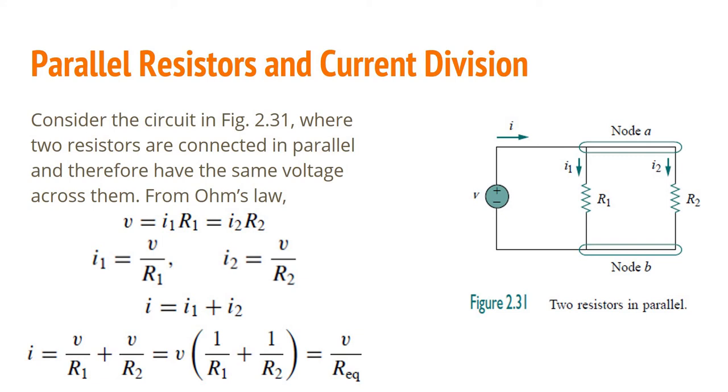Consider the circuit in figure 2.31. So, two resistors in parallel, where two resistors are connected in parallel and therefore have the same voltage across them. Okay, so pag ang resistors gani naka-series, tanan resistors have the same current flowing through them. But if ang resistors naka-parallel, they have the same voltages along the resistors. So, mao na siya ang kalahian sa series resistors and parallel resistors.